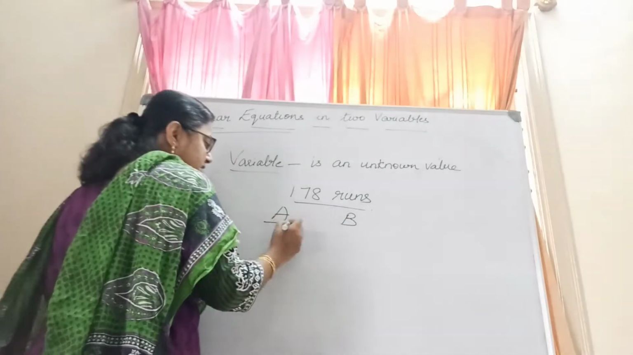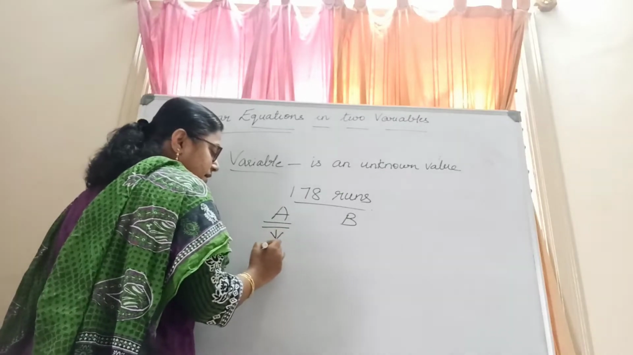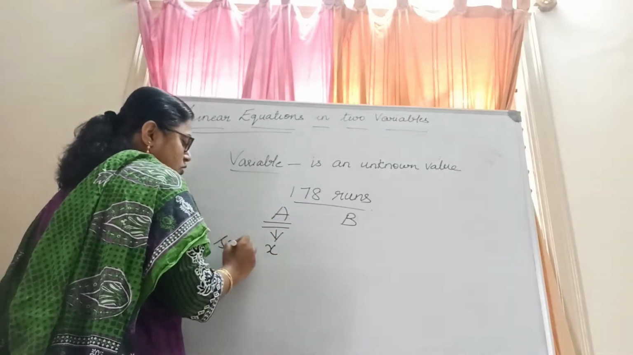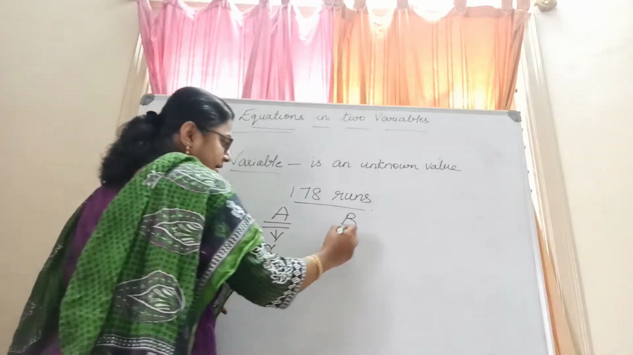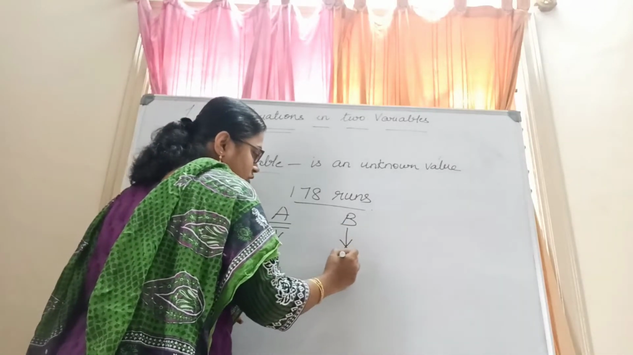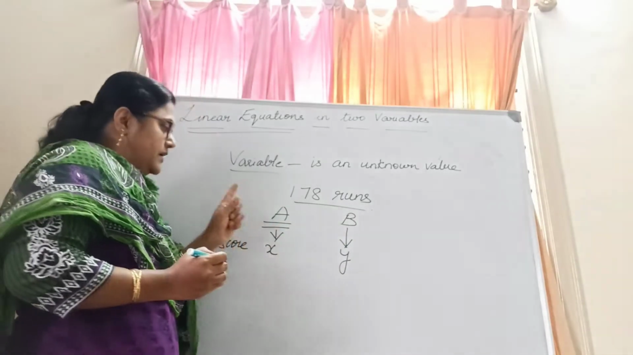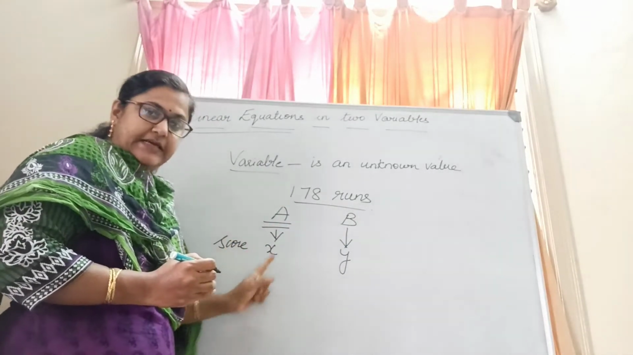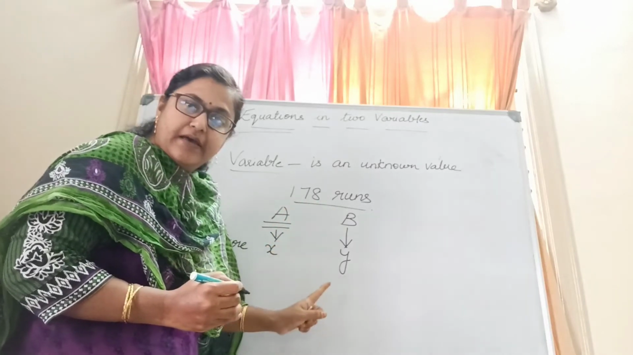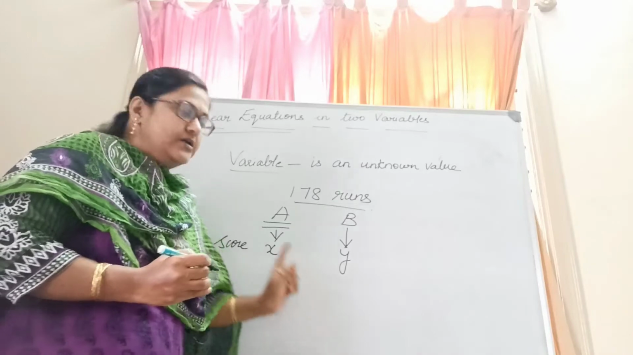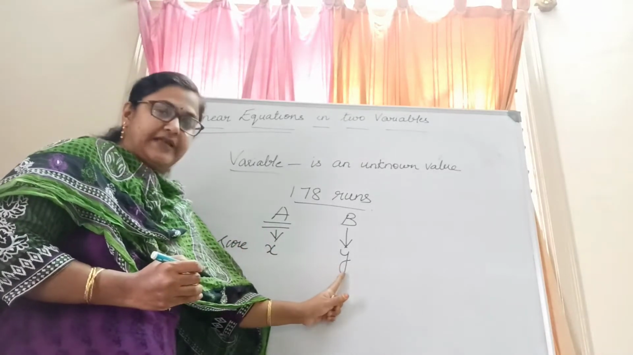So let the score of cricketer A be X and let the score of cricketer B be Y. We are assuming they are unknown. Both are unknown values, right? So we are assuming two variables for that.